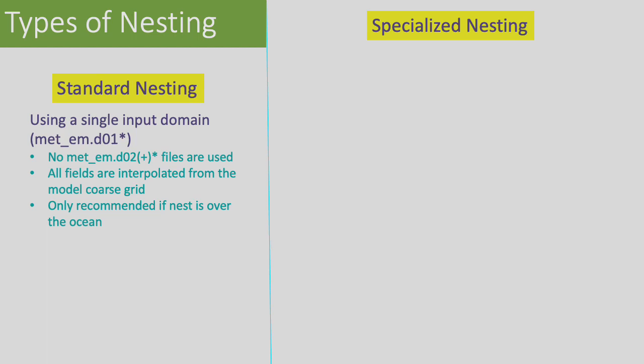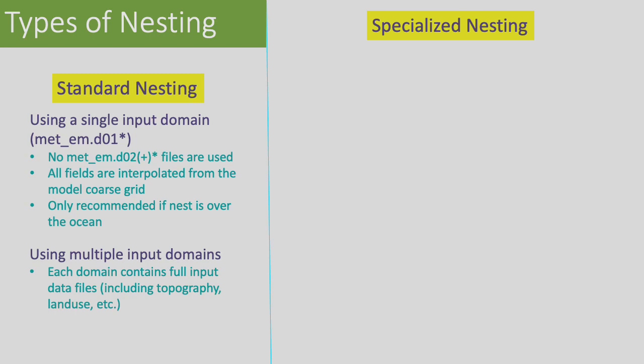However, this is really only recommended if the nest is over completely flat terrain, like the ocean. If it's over land, you will want to ensure that you're including the high-resolution topography input for the nest. And the only real benefit of this method is to save time running the MET-grid program, which usually doesn't take much time to run anyway. The most common method of nesting is to use input from all of your domains. When run like this, each domain contains the full input data, or the MET-EM files, at their resolution.